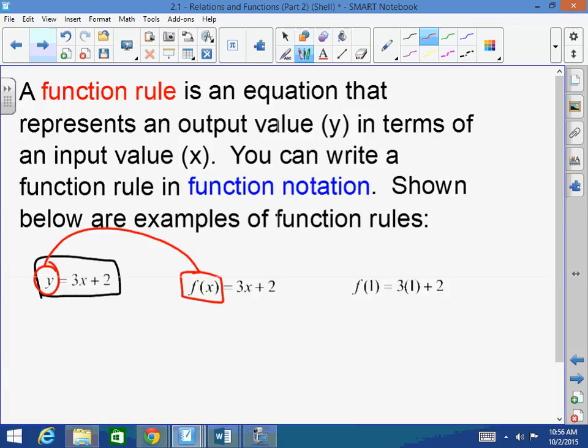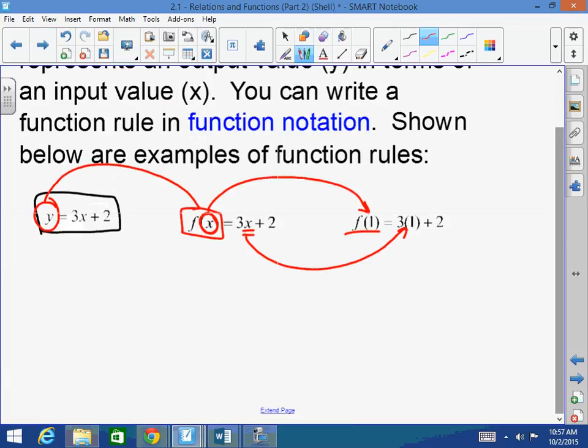Now, if I tell you, find f of 1, look at what's happening. What did I replace my x value with here? So what do you think I'm going to replace every x with in the function? A 1. And this is how we evaluate functions using function notation. F of x is just a fancy way of writing y. Does that make sense? Sure?